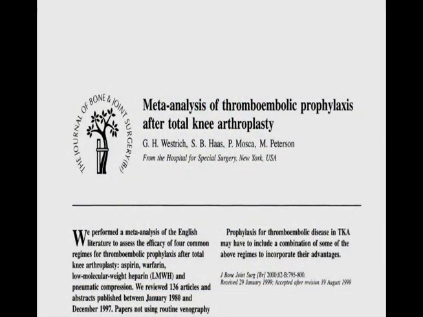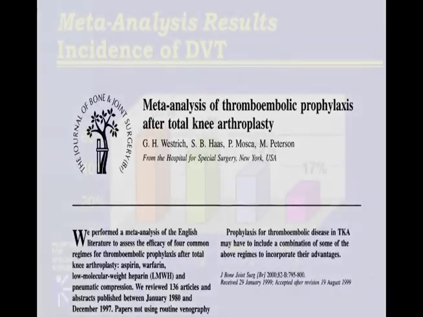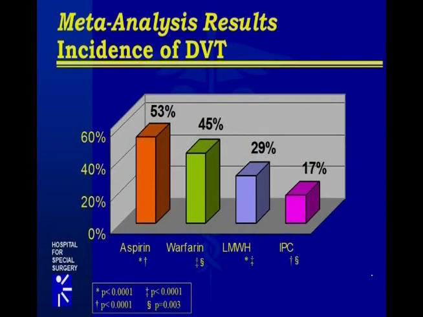If you look at a meta-analysis that I did that was published in the Journal of Bone and Joint Surgery back in 2000, we looked at all the different kinds of prophylaxis that could be used. If you look in a meta-analysis and combine aspirin, warfarin, low molecular weight heparin, and pneumatic compression, and then assess the DVT rates, you can see that aspirin alone clearly has the highest rate of deep venous thrombosis, 53%.